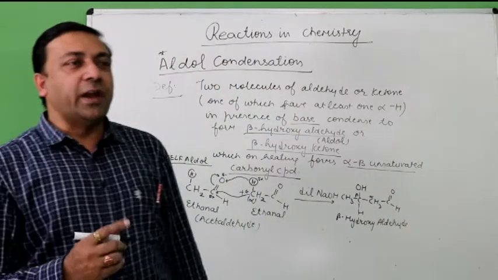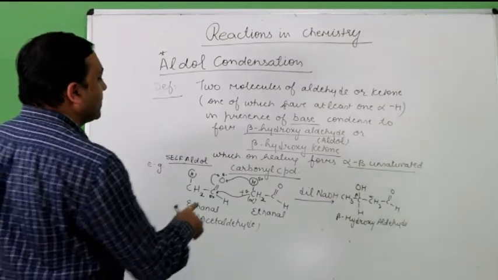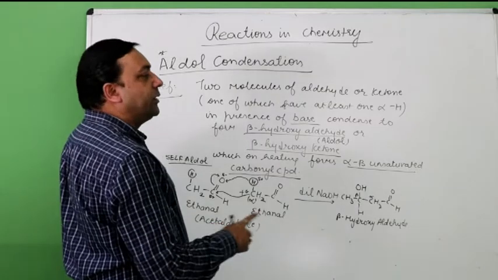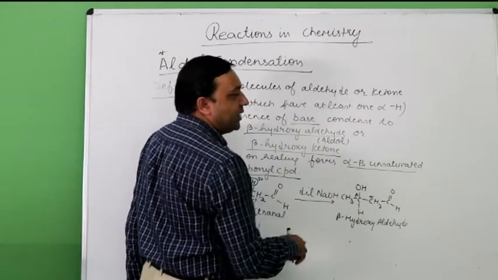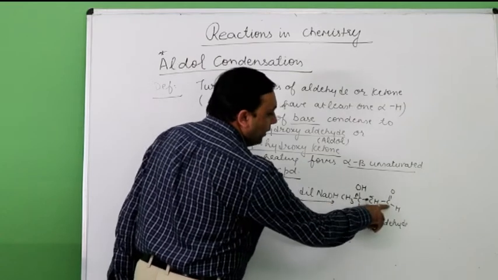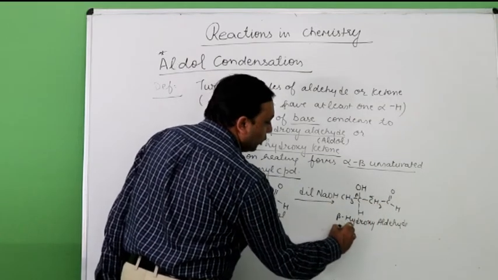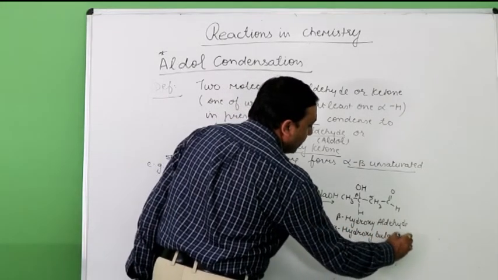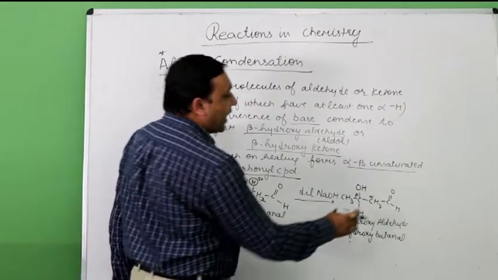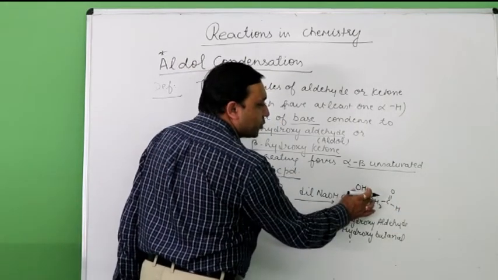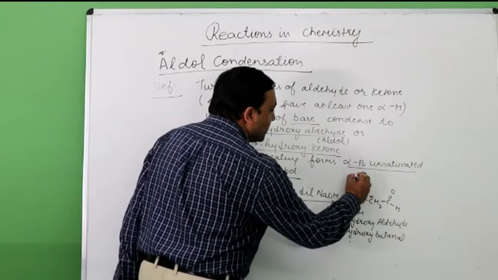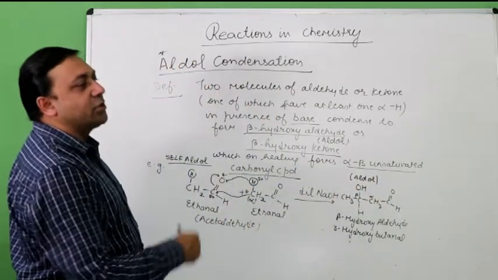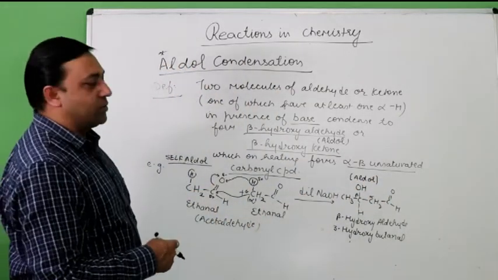So two molecules of aldehyde, at least one having an alpha H, in presence of base, condense to form beta hydroxy aldehyde. What is its IUPAC name? 1, 2, 3: 3-hydroxybutanal. Now it has an aldehyde group, yes. It has an OH group, yes. Therefore it is also named as aldol. This aldol name comes from the compound formed after condensation of these two molecules.